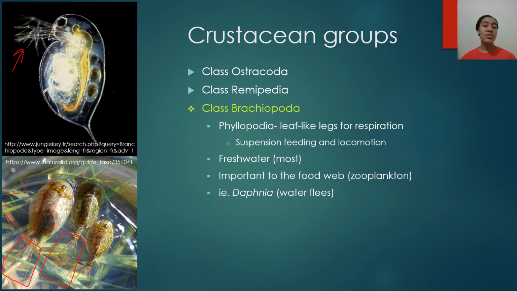Most branchiopods live in freshwater environments where they play a major role in the food web. So these are also an important zooplankton class. And one of the most famous branchiopods is Daphnia, or the water flea, which is an example is this guy.